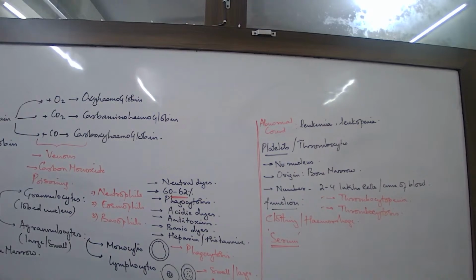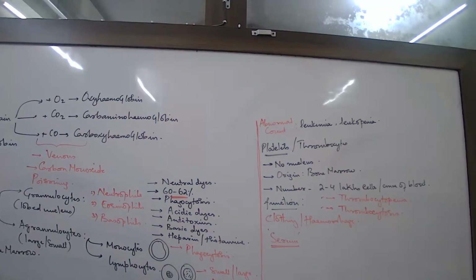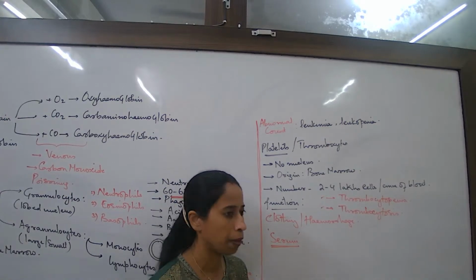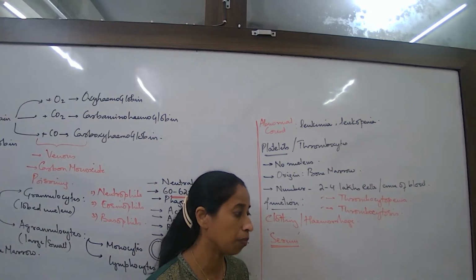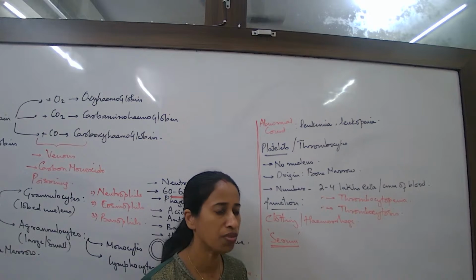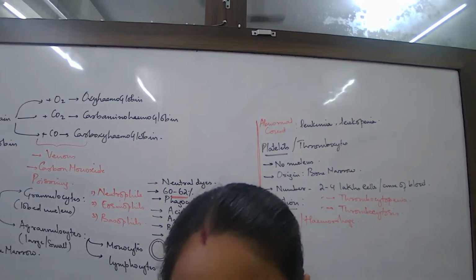What is serum? This definition is very, very important for you. Serum is the plasma without the fibrinogen. Now, why does fibrinogen have to be removed? Take a note of this definition. Serum is the plasma from where the protein fibrinogen is removed out.